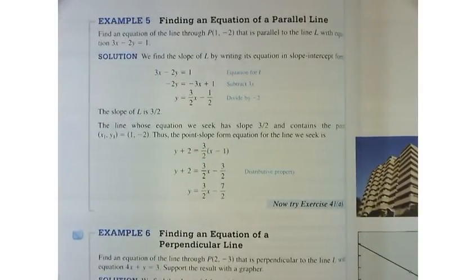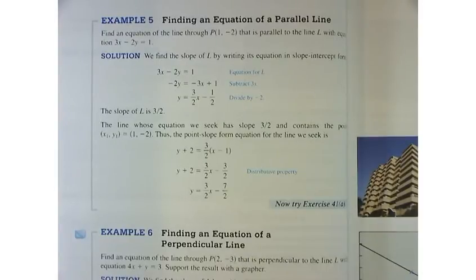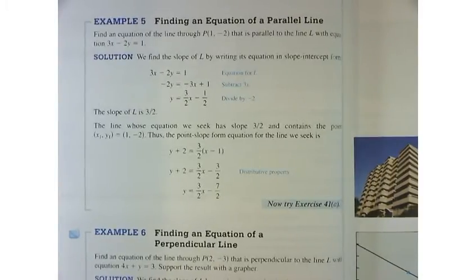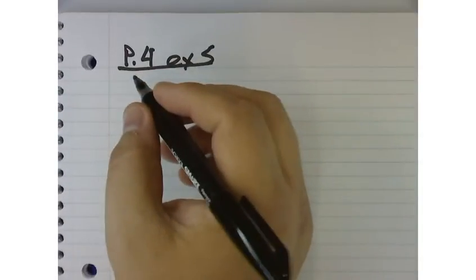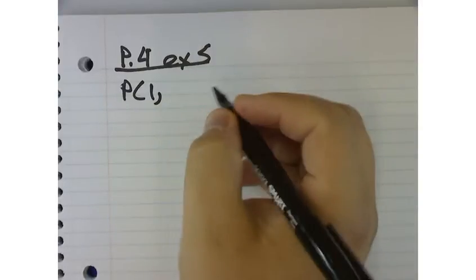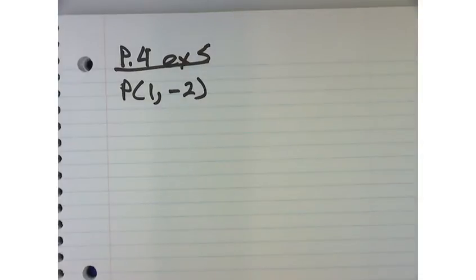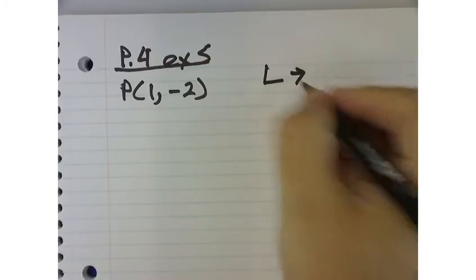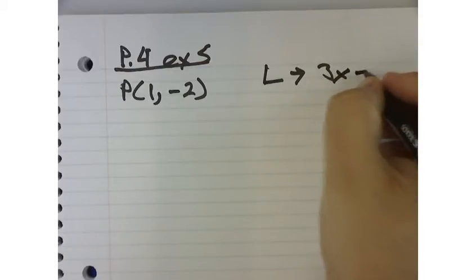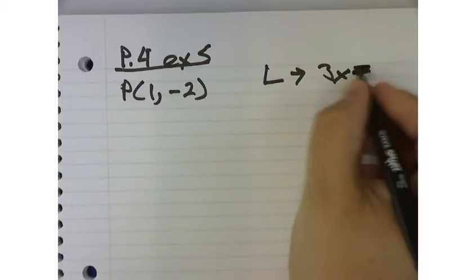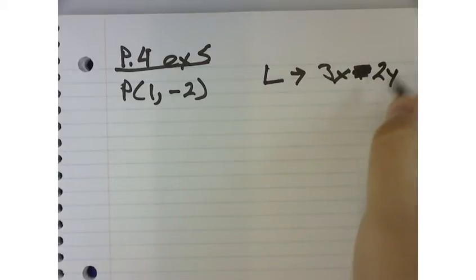It says, find an equation of a line through P, which is at 1, negative 2, that is parallel to the line L with the equation 3x minus 2y equals 1. And then we'll do the rest, okay? So the rest of that is, well, let me write down the information that I just read. We have a point P that occurs at 1, negative 2. And it is parallel to the line L, where L is represented in the form 3x minus 2y equals 1.